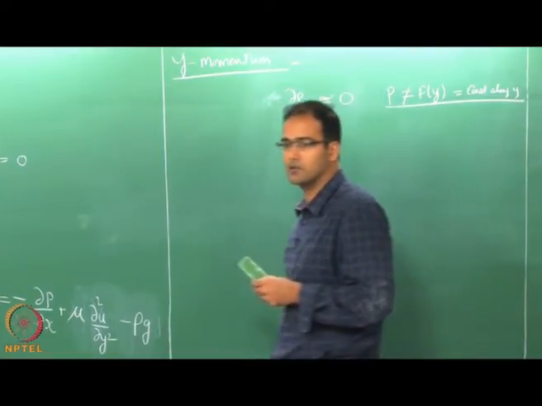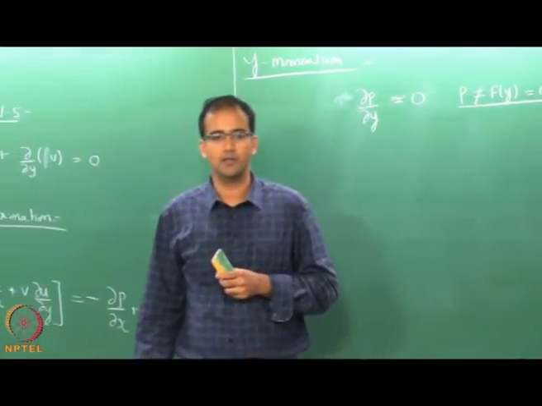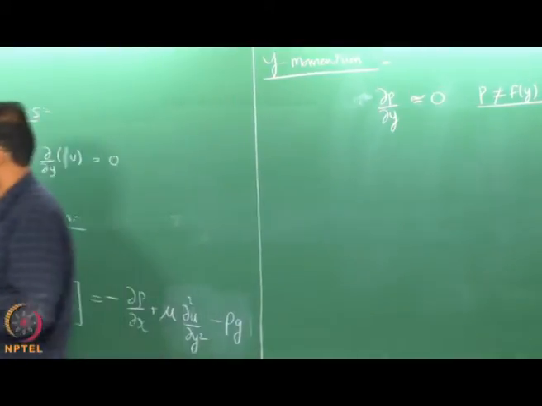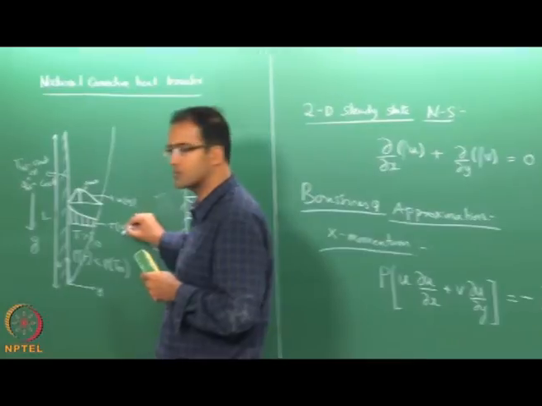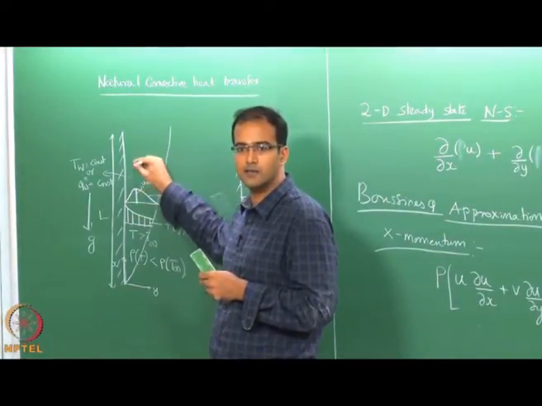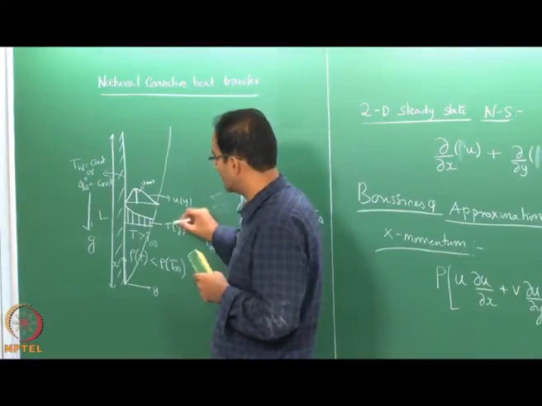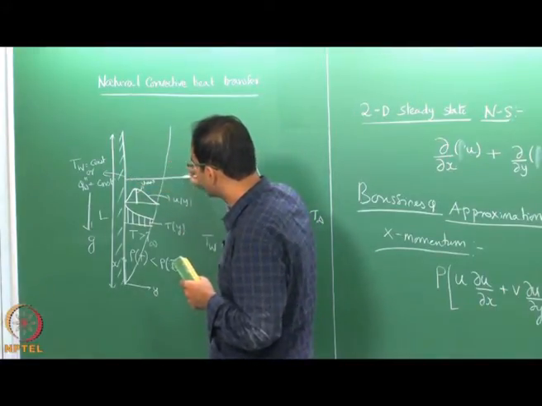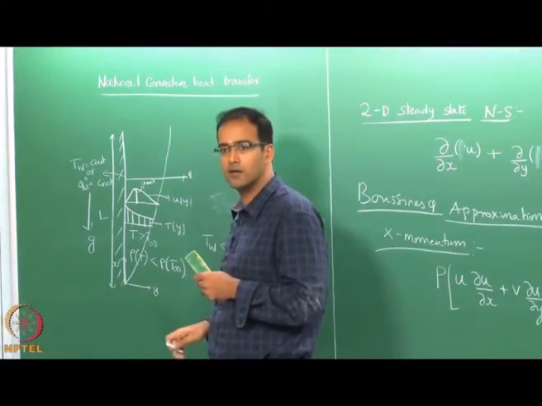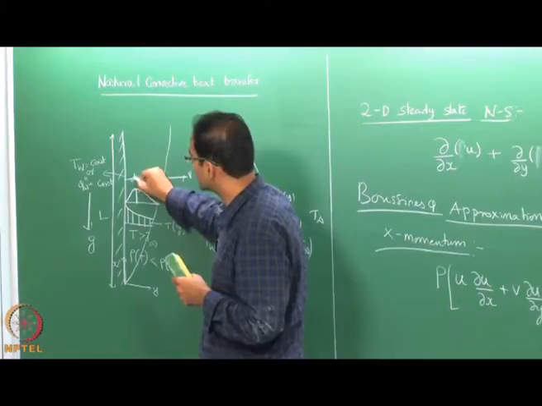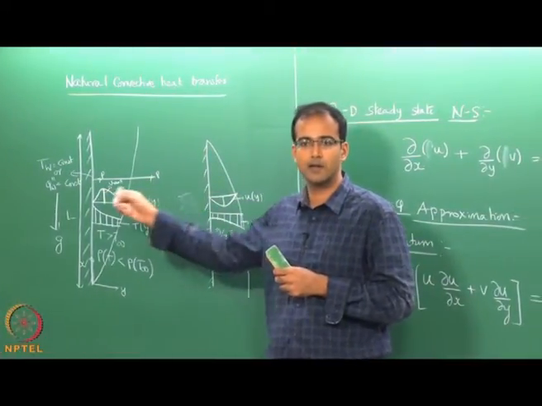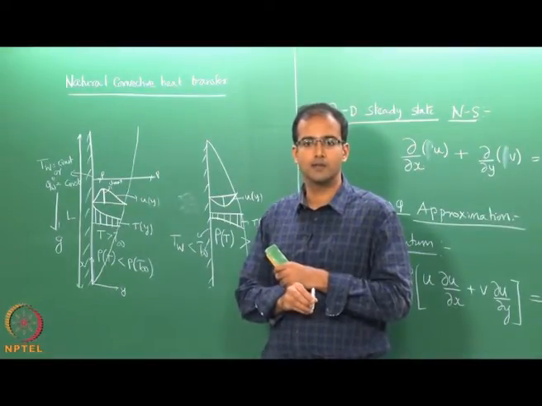So, this is the same conclusion that we also got for the external forced convection. That means the pressure that you calculate outside the boundary layer, the same variation also happens inside the boundary layer. So, if you draw a line here, the pressure at this point outside the boundary layer will be the same as the pressure within the boundary layer. That is why dp by dy is approximately 0.